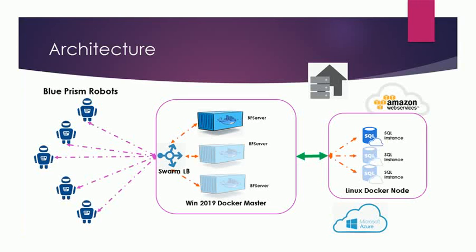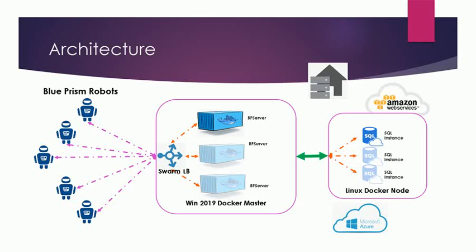The architecture looks like this. For this demo purpose, I'm using a Windows 2019 machine as my Docker master, and I have a Linux Docker node which is connected to that master. My Windows Docker machine will be hosting two instances of Blue Prism server. On the other hand, my Linux Docker node will be hosting a single instance of SQL Server.